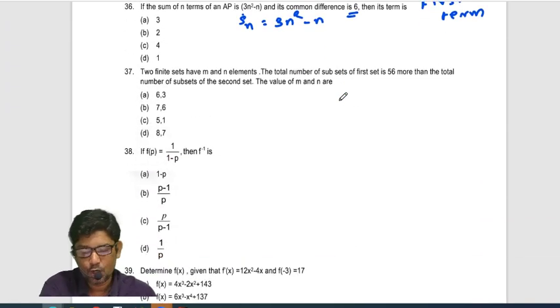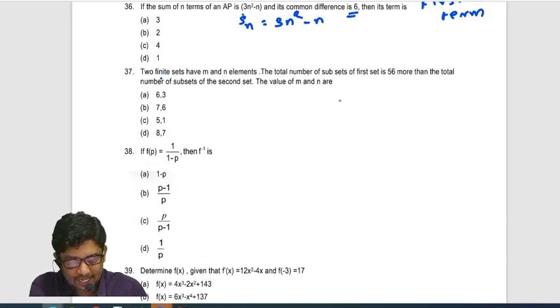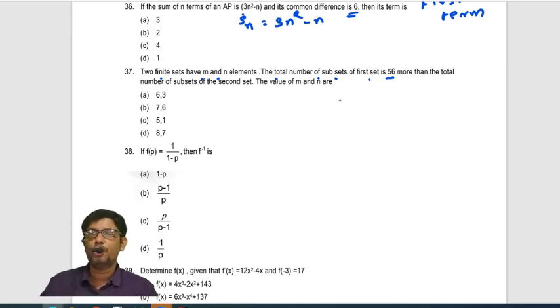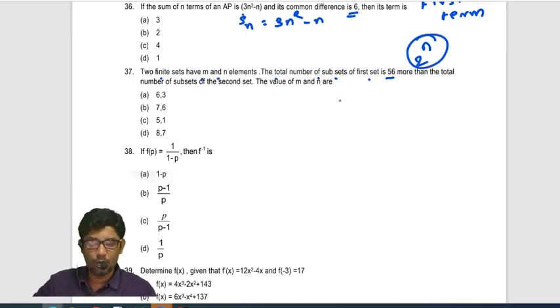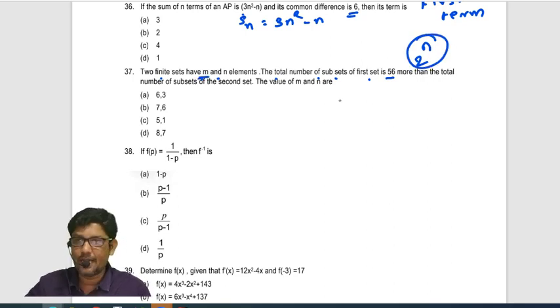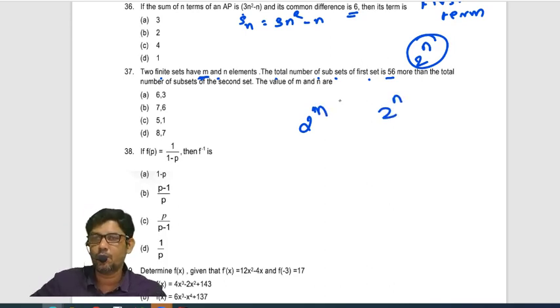Next step. Two finite sets, with m and n elements. The total number of subsets of the first set is 56 more than the total number of subsets of the second set. You know the formula for the total number of subsets: 2 power n. Now first set has got m elements. Second set has got n elements. Therefore, the number of subsets is 2 power m and 2 power n.